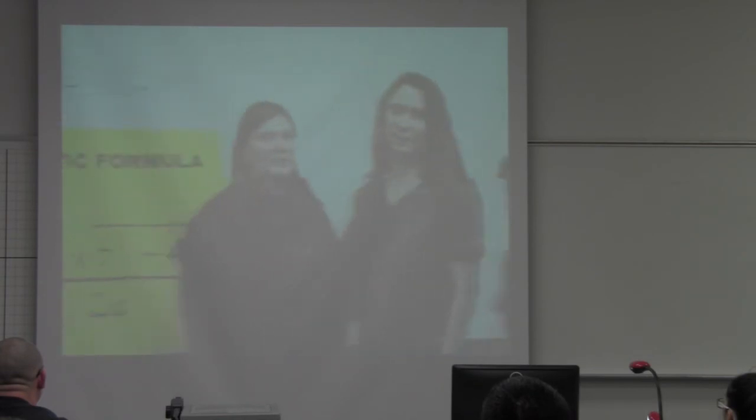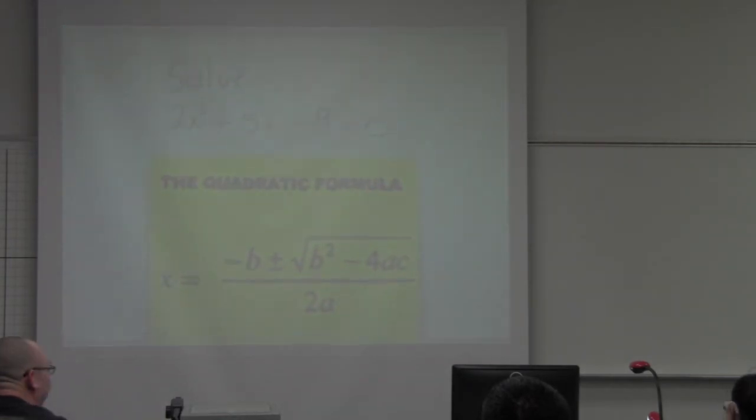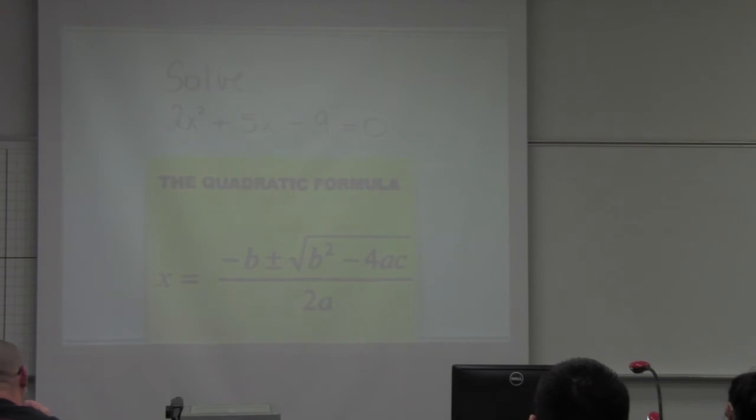Now you try. All right, come on, guys. Quadratic formula is -b plus or minus the square root b squared minus 4ac all over 2a. Yay!